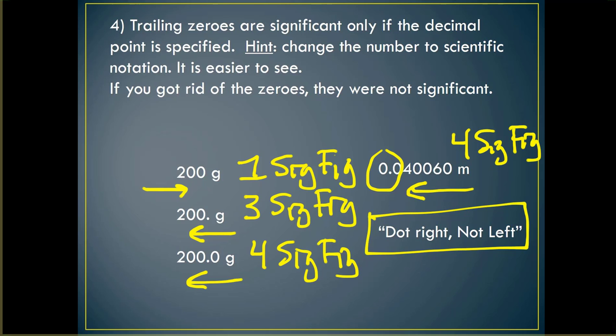All right, so I have a 0 at the end of this one, 0.040060. The way I look at it is they must have measured it if they tacked on a 0 at the end. Otherwise, they would have just ended at the 6. So maybe logically you can think of it that way, or always fall back on dot right, not left.